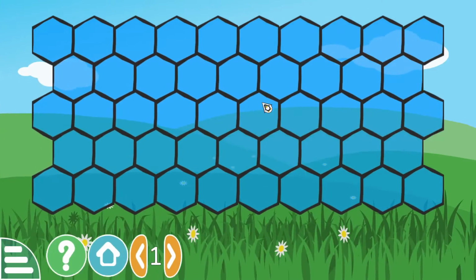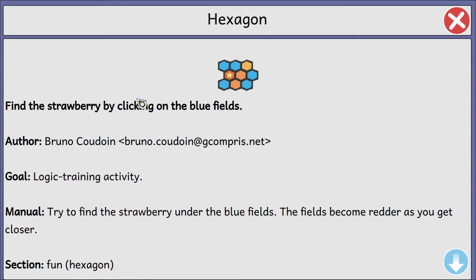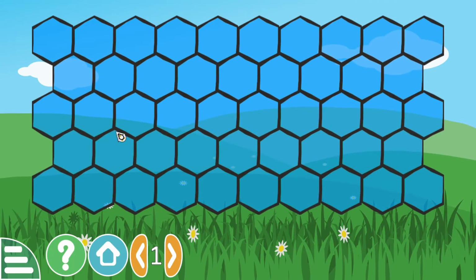So this is near and far. We've got to find the strawberry by clicking on the blue fields. A hexagon here is a six-sided shape. And the fields become redder as we get closer. So I'm going to start over here on the left-hand side. So it's yellow. And in the middle, it's orange. So I've got a bit more red into it. And then I click over here.